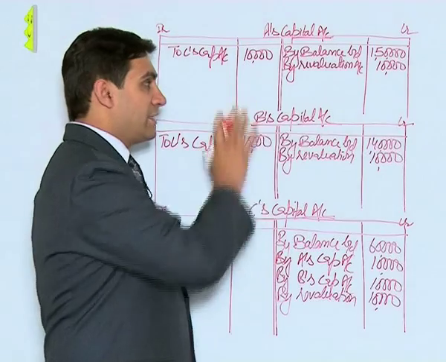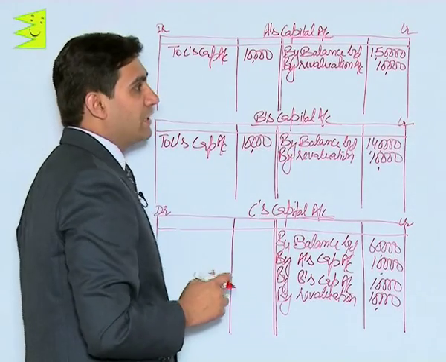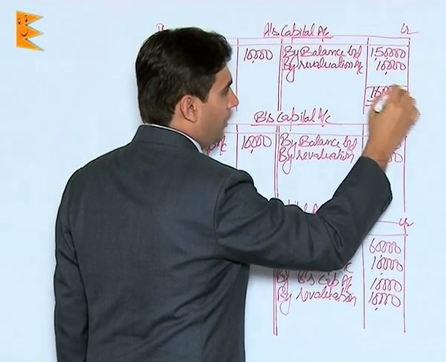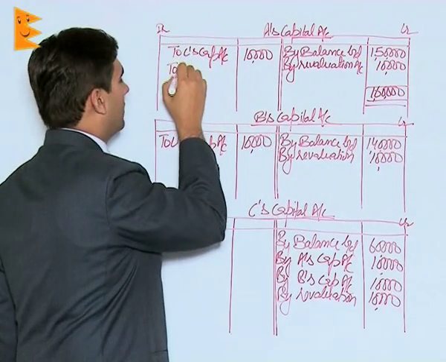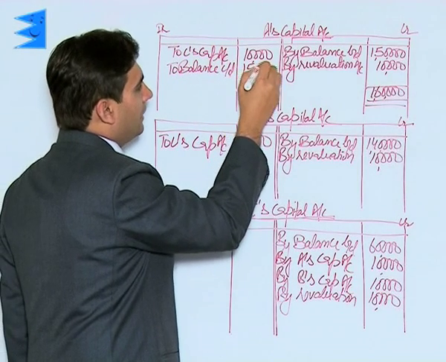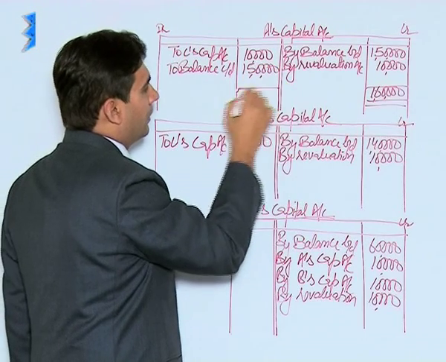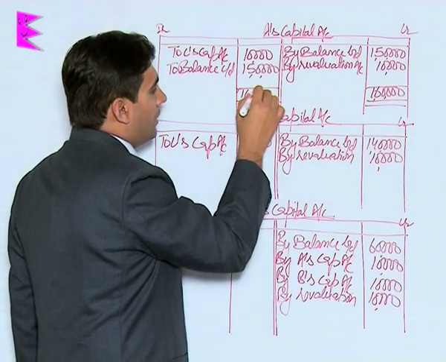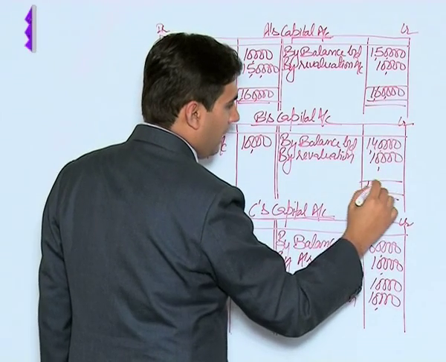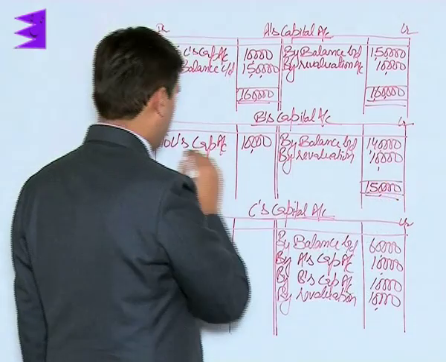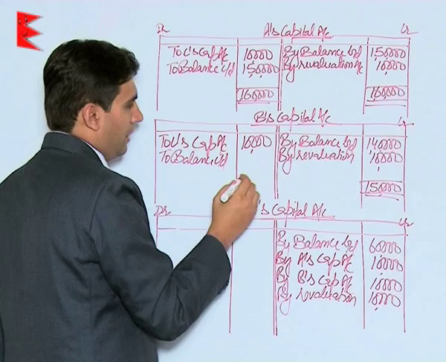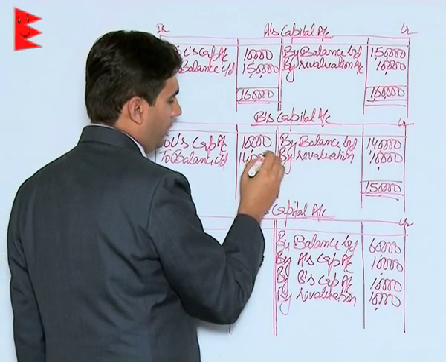Now students, there is nothing more to be posted into these accounts, so let us find their balances. For A, it is 1,60,000 total on the credit side, subtract 10,000, the balance carried down would be 1,50,000. Similarly for B, it is 1,50,000 total minus 10,000 to balance carried down, which is 1,40,000.